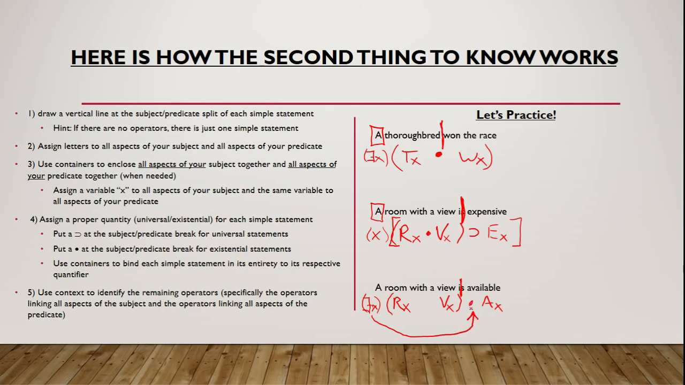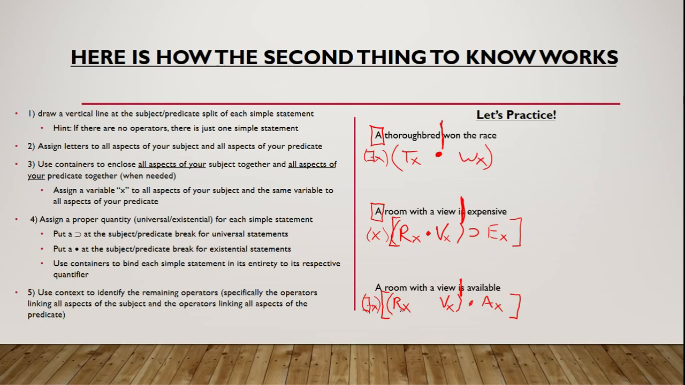So after room with a view and before available goes the dot. And then we're going to use containers to bind each simple statement in its entirety to its respective quantifier. So we're going to put a square bracket before room and a square bracket closing it out after available. And the final fifth step is to use context to identify the remaining operators, specifically the operators linking all aspects of the subject and the operators linking all aspects of the predicate.